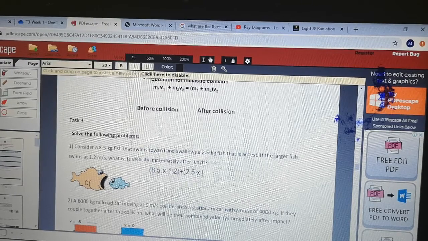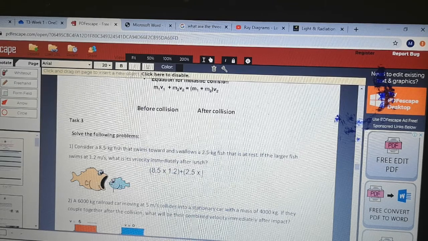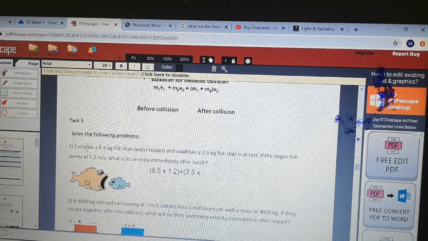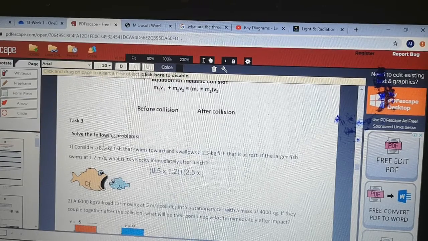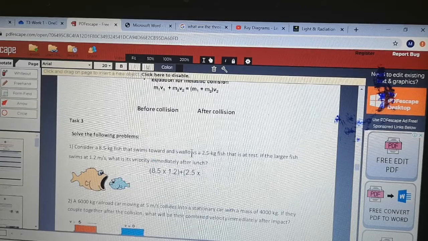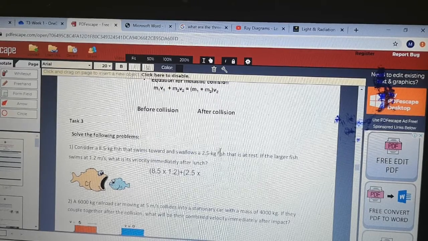Alright, so how fast is this fish moving? It doesn't say, there's no number, right? Consider a big fish, 8.5 kilograms, swims towards the small fish, 2.5 kilograms. We've got M1 and M2. We need to have everything except for this final V. And the small fish is at rest.